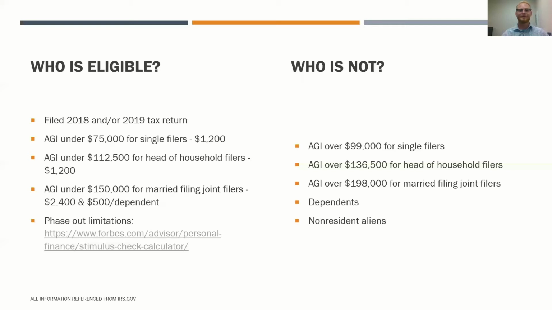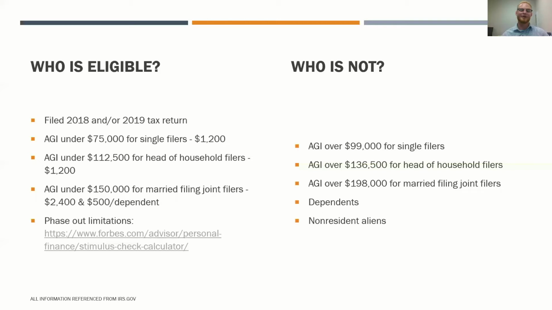So for example, let's say a married couple files joint with an adjusted gross income of $100,000. They have 2 dependents as well. So what we would see is each of the taxpayers would get a $1,200 check. So that's $2,400. And then for the 2 dependents, they would get $500 each. So that's an additional $1,000. So they are looking at a $3,400 stimulus check.